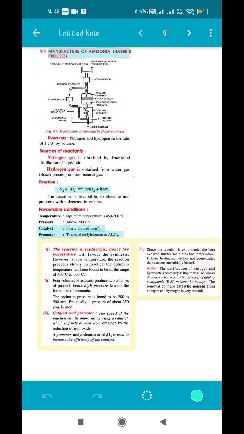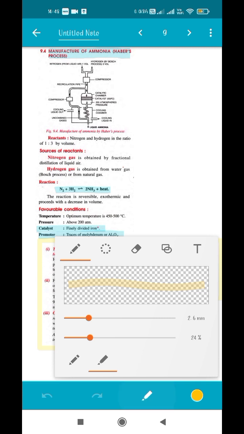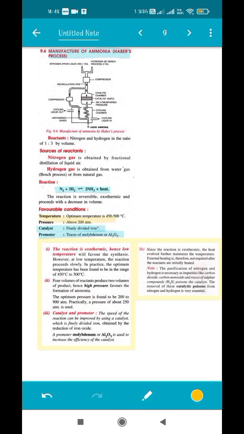So what are the temperature and pressure? The temperature is 450 to 500 degrees Celsius. The pressure is above 200 atm, very huge amount of pressure. You have to remember the pressures and temperatures also. The catalyst is finely divided iron. We break the iron particle into very fine parts so that the surface area for this catalytic process increases. We will learn about it. Promoter used is traces of molybdenum or Al2O3. So you have to remember this also very nicely. So the 4 conditions, the 4 types of requirements, you have to remember it by heart.